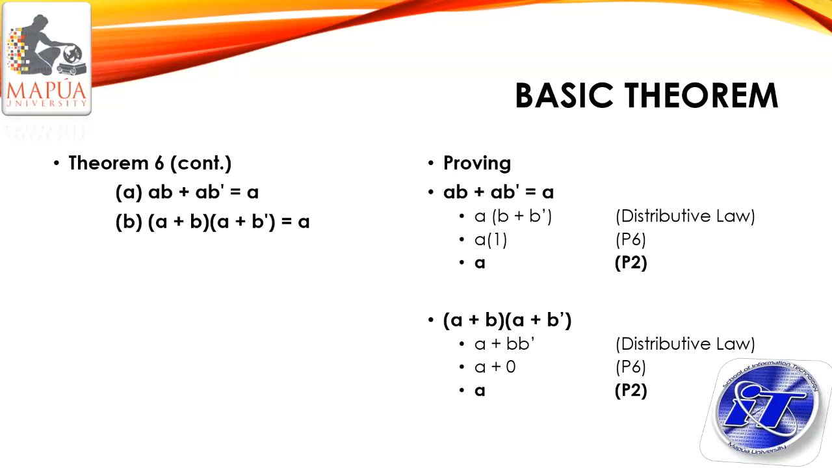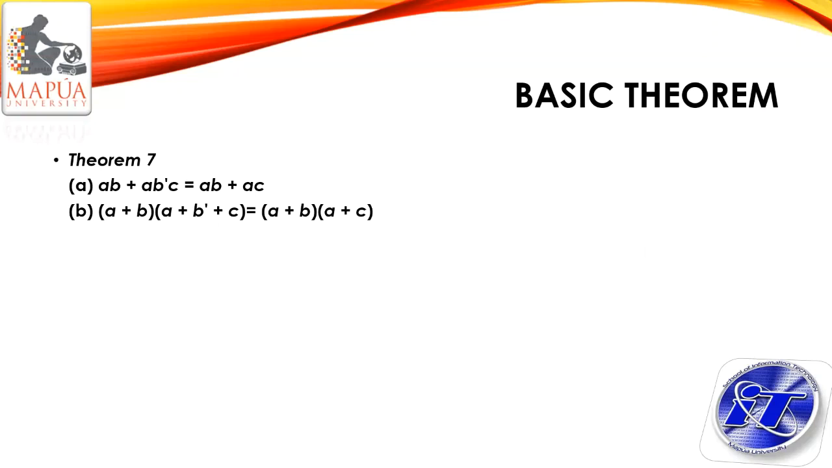Okay, theorem number 7. AB plus AB not C is equal to AB plus AC.